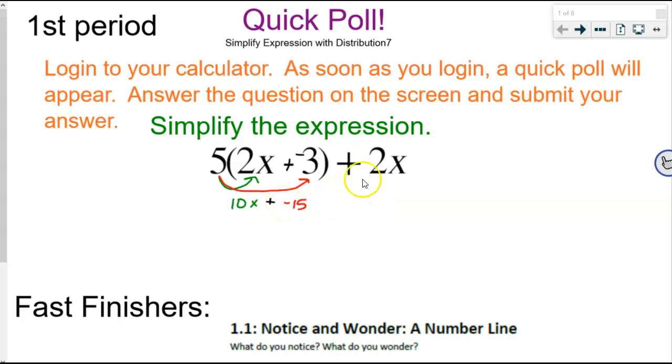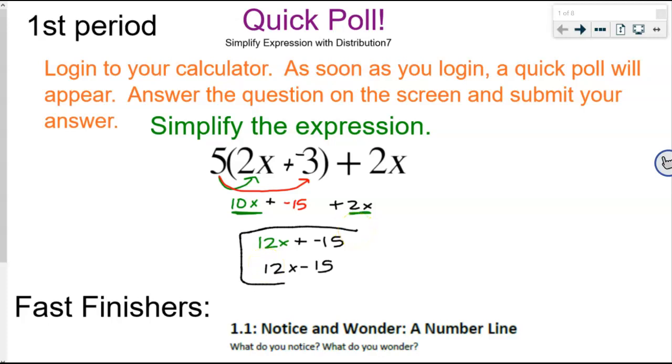And then we can finish up by bringing down this plus 2x because we're not done with the problem there. And now I can see I've got like terms to combine. 10x and 2x will combine to give me 12x. And we don't have anything to combine here, so we still have those plus and negative 15 unit tiles. Other students chose to write it as 12x minus 15, and that is still perfectly acceptable. So nicely done.